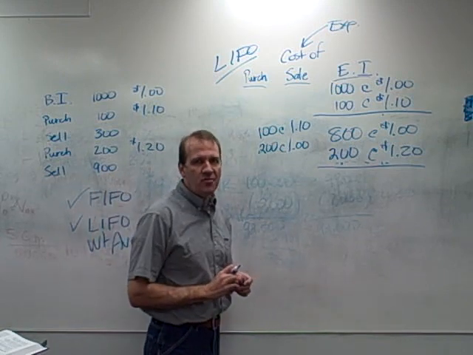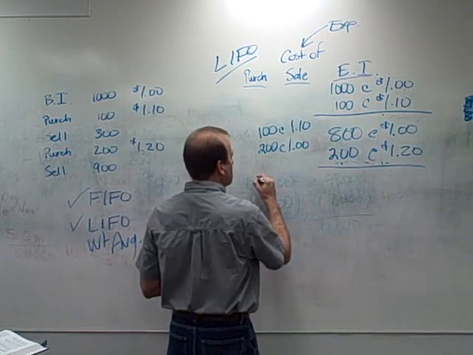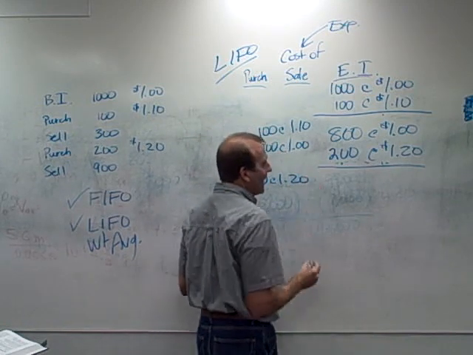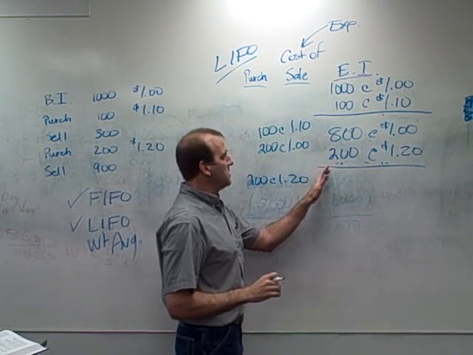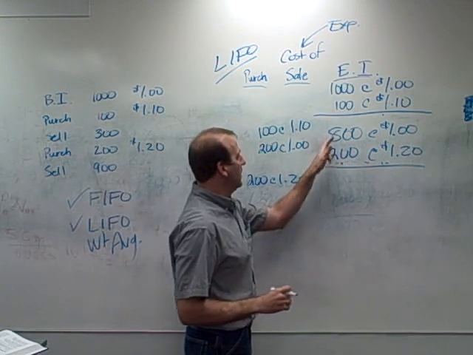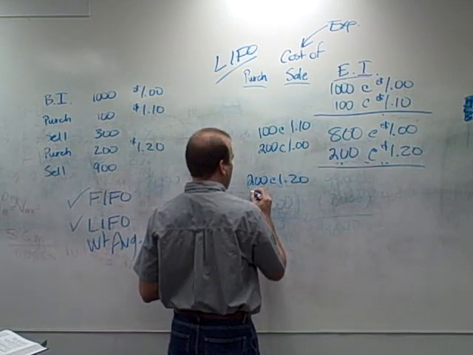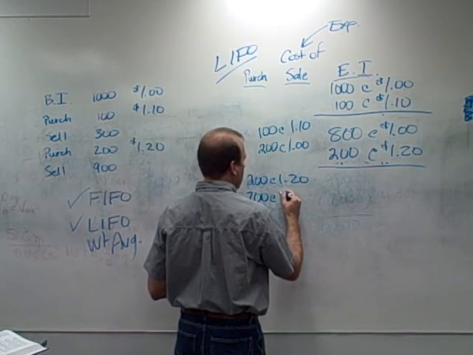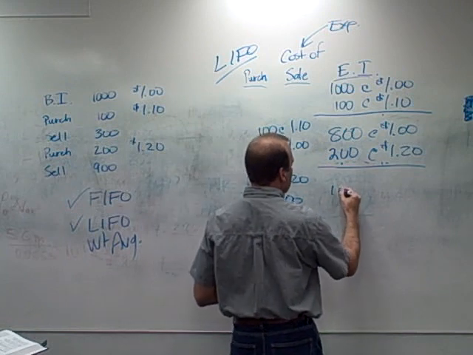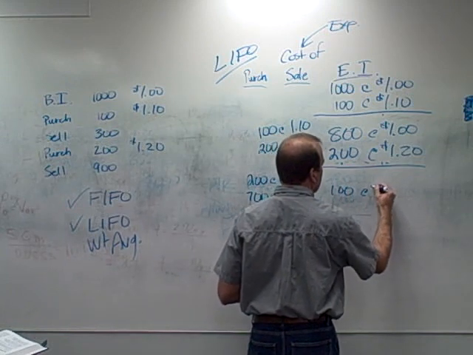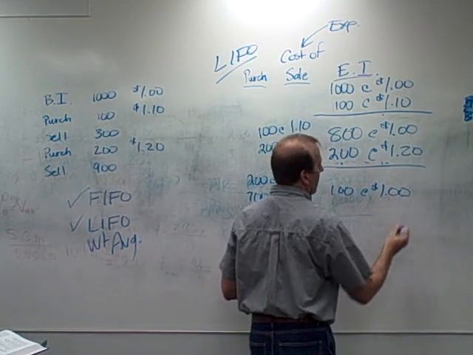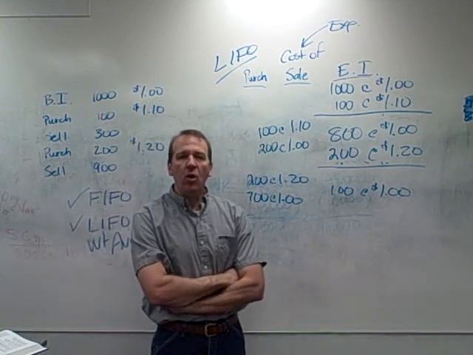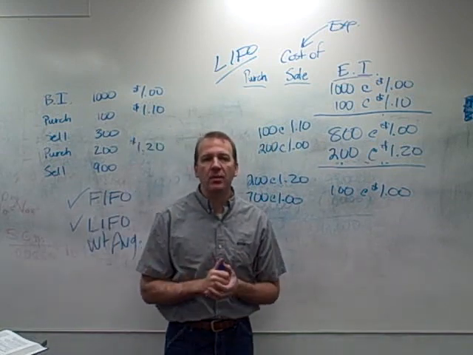Which 900 did we sell? Well, we sold all 200 at $1.20 because, like I keep saying, this is the last in, first out method. So we go this way, we go last in, first out. And so then what we have left is 700, because we sold 900, 700. So what we have left in inventory is 100 at $1.